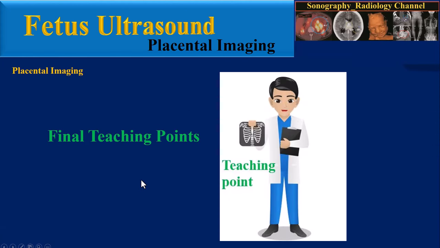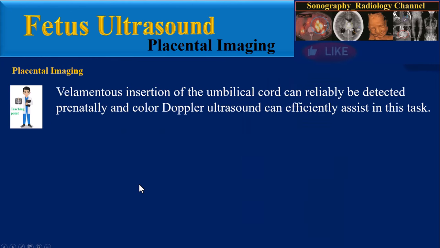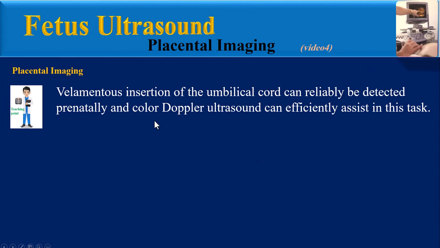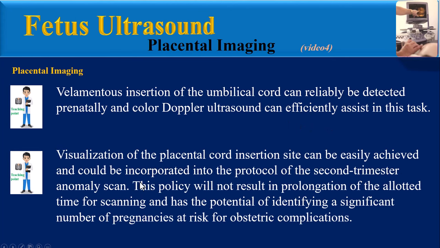Now, please pay attention to these final teaching points. Velamentous insertion of the umbilical cord can reliably be detected prenatally, and color Doppler ultrasound can efficiently assist in this task. Visualization of the placental cord insertion site can be easily achieved and could be incorporated into the protocol of the second trimester anomaly scan. This policy will not result in prolongation of the allotted time for scanning and has the potential of identifying a significant number of pregnancies at risk for obstetric complications.